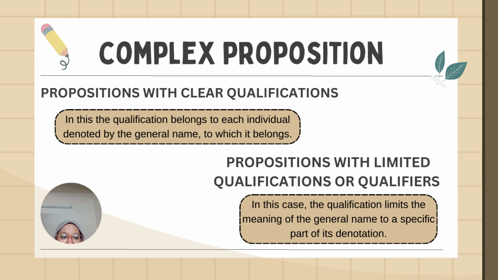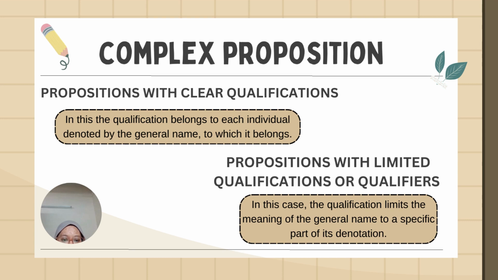Thus, in the proposition, the whale, which is a mammal, is an aquatic animal. So the relative clause may be used for each individual denoted by the general name whale. And secondly is proposition with limited qualification or qualifier.